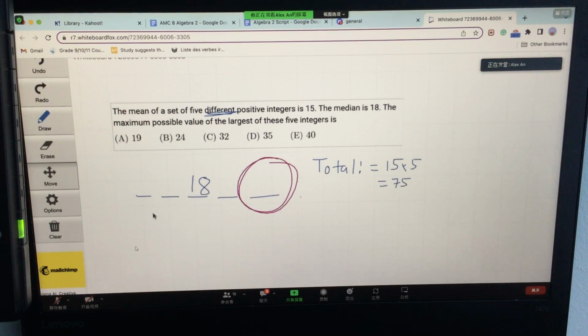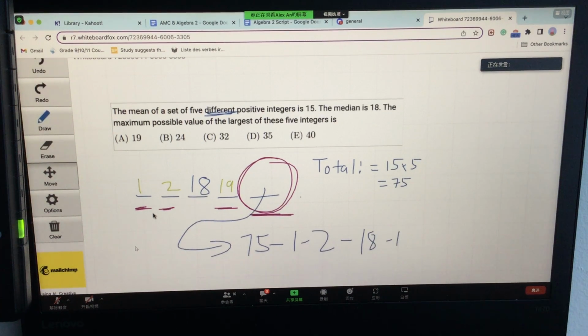And if we want this one to be the largest, then we want all of these to be as small as possible, which means that we're going to make this 1, 2, 19. This will be 1, 2, and 19 because it says different. So these two, we can't put 1 and 1 because they're not different. So that means this number here is just 75 minus 1 minus 2 minus 18 minus 19, which is equal to 35. So that's the answer. It's D.